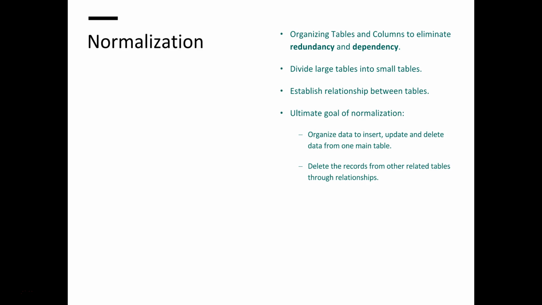Normalization. This is a brief concept. I'm going to give only a very brief overview, but you have to reference books to understand it in the bigger picture. Basically, normalization is organizing the tables and columns to eliminate two things. One is redundancy, the other is dependency. Unwanted dependency. There will be dependency, but unwanted dependency.